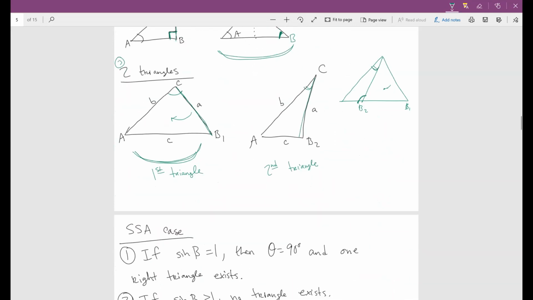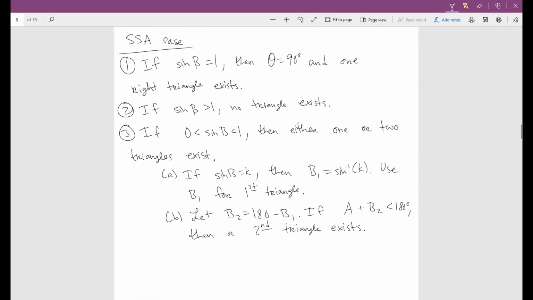So here I created a little guideline that keeps you in check. Basically, if sine B is equal to 1, then B is going to be equal to 90 degrees. So only one right triangle exists. It's just a basic one right triangle. Usually this doesn't occur, but keep that in mind.